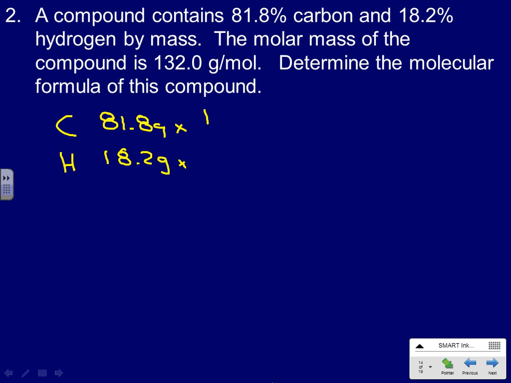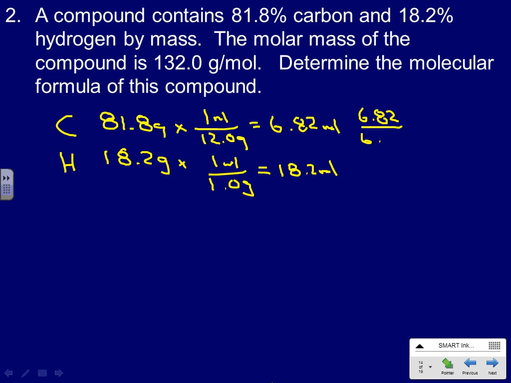1 mole, 12.0 grams. 1 mole, 1.0 grams. I've paused sufficiently. Brody, what do you have for numbers? 6.82 moles. 18.2 moles. You'll notice we've got bigger numbers this time. That's okay. It doesn't matter what the size of the numbers are, whether they're decimals or you've already divided as well. Oh man, Brody, slow down. Let me write it down here.